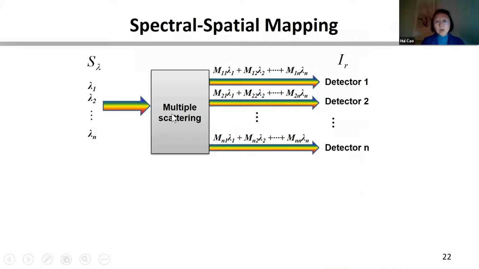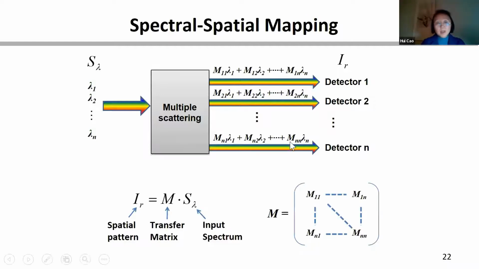Now, in order to use this, we have to calibrate this mapping between the spectral domain and the spatial domain. That means for each wavelength, they will generate a unique distribution of intensity over all the photodetectors. If we have many wavelengths coming in, each will generate a different intensity pattern. But because they are all different wavelengths, they don't interfere. So we just add their intensity patterns together. That gives us a total intensity pattern, which we measure in this photodetector array.